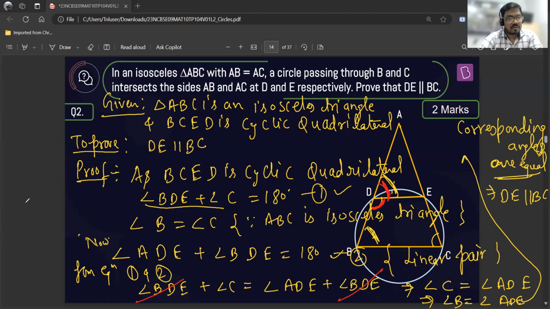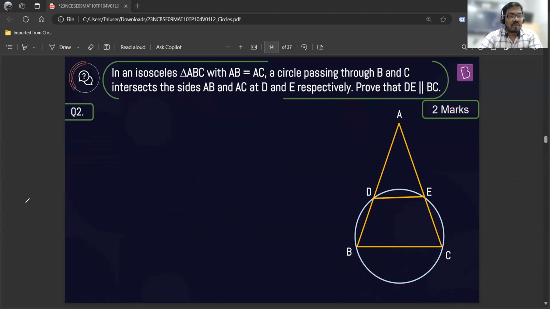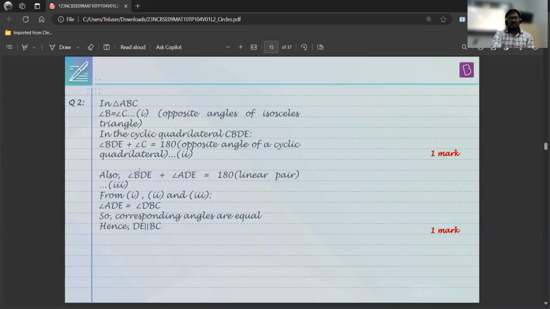All right. So now let's move on to the next question. Let's see if the solution is given like this.